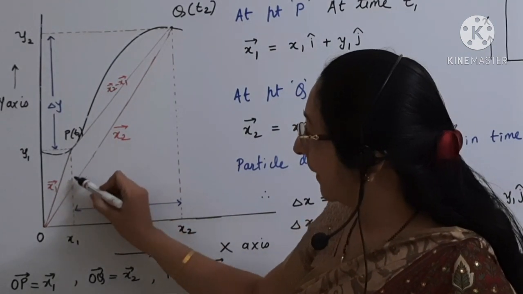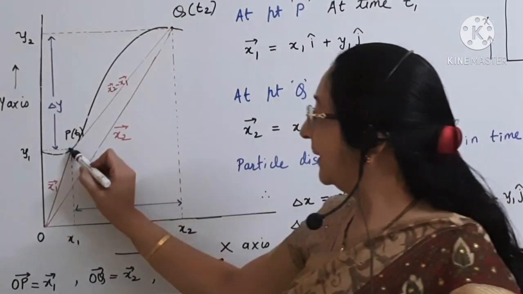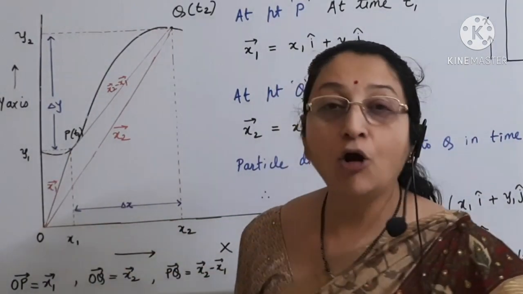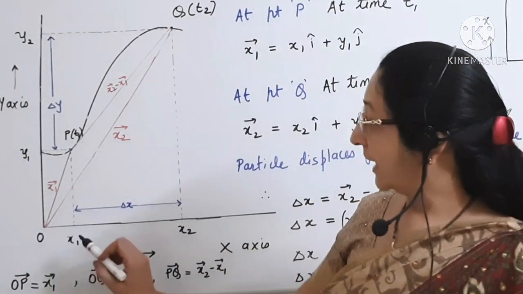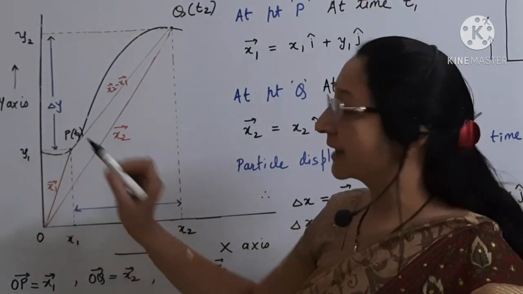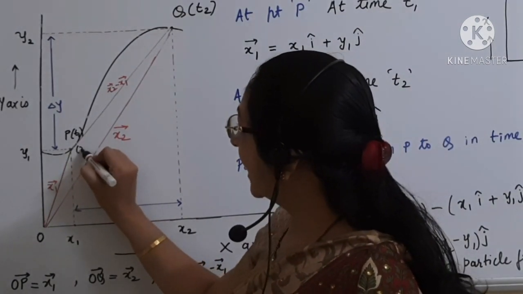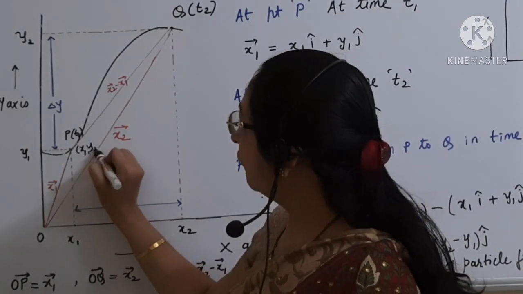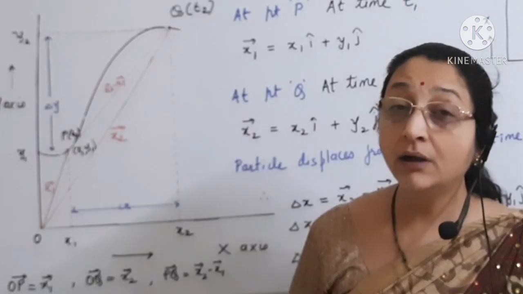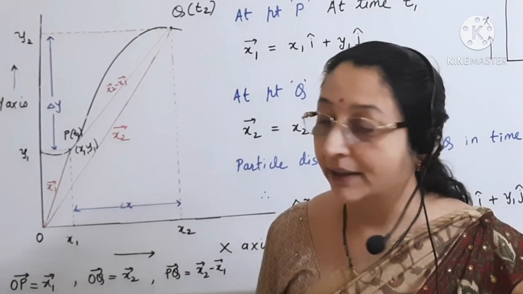So we draw perpendicular on the x axis and from point P we draw perpendicular on the y axis. So that perpendicular meets the x axis at x1 and the y axis at y1. So x1 and y1 are the coordinates of the particle which is at point P and time t1.